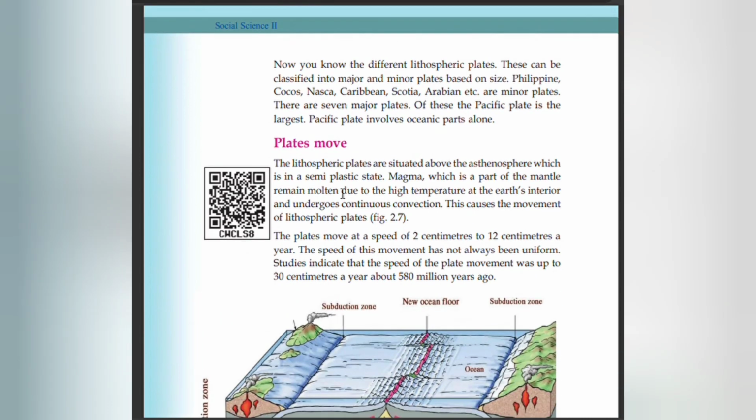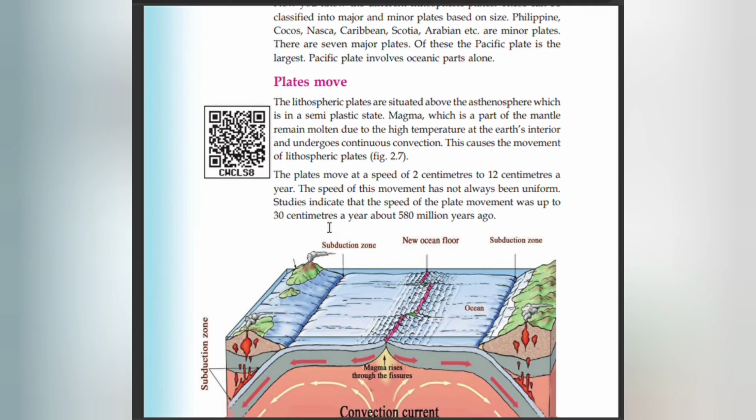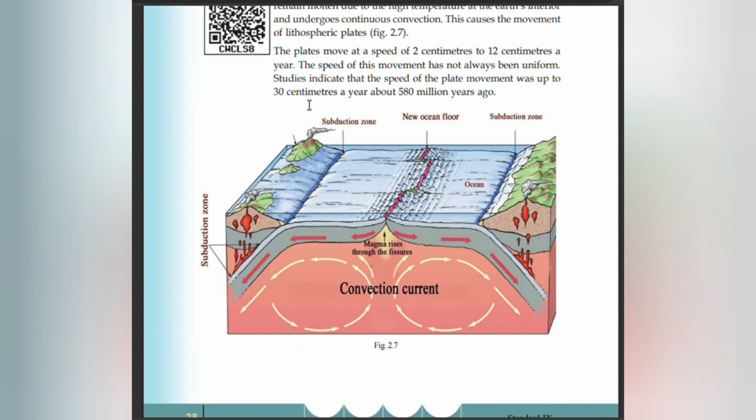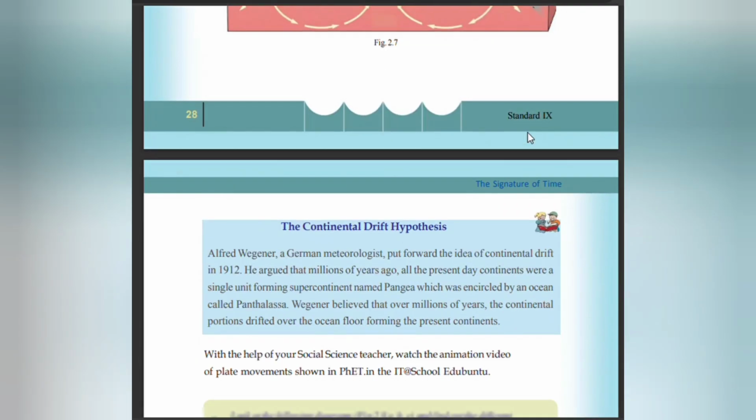Plates move. The lithospheric plates are situated above the asthenosphere, which is in a semi-plastic state. Magma, which is a part of the mantle, remains molten due to the high temperature in the Earth's interior and undergoes continuous convection. This causes the movement of lithospheric plates. The plates move at a speed of 2 centimeters to 12 centimeters a year. The speed of the movement has not always been uniform. Studies indicate that the speed of the plate movement was up to 30 centimeters a year about 580 million years ago. Convection current, subduction zone, new ocean floors, subduction zone.